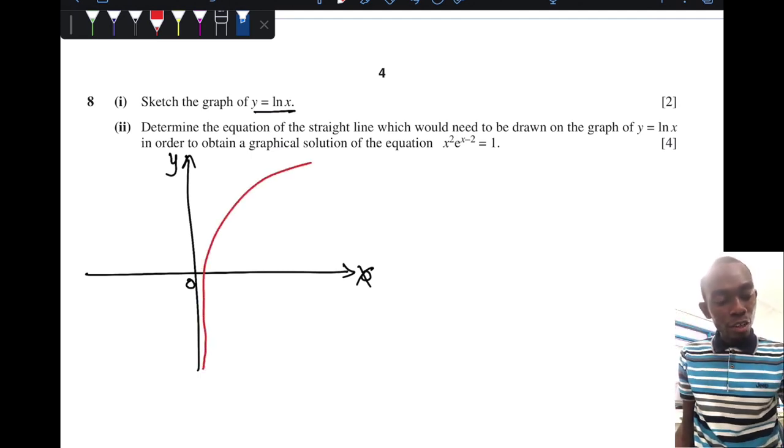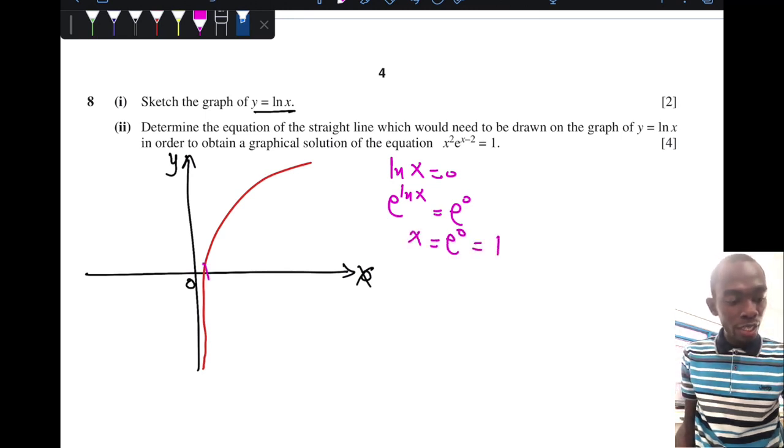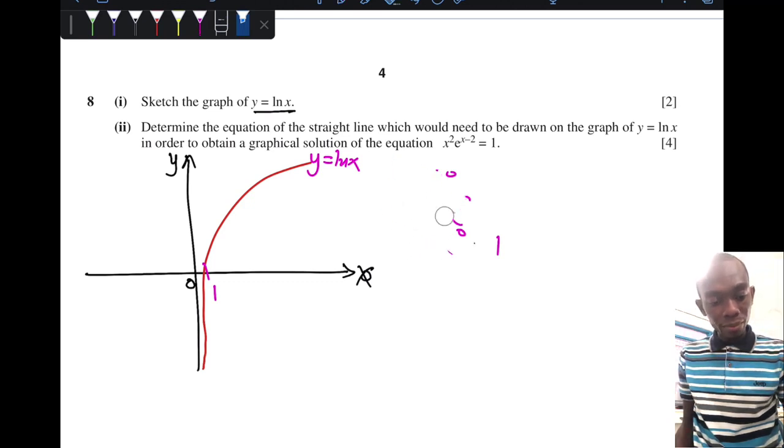Then the next thing is that you need to find the x-intercept. At that point, y is 0, so you can raise everything to e, okay? So x is equal to e to the power 0, which is 1. Now you've sketched it. Call it y equals ln x for 2 marks. We're done sketching.